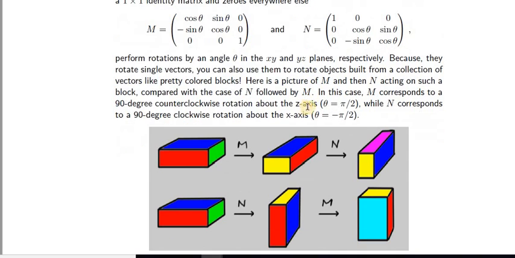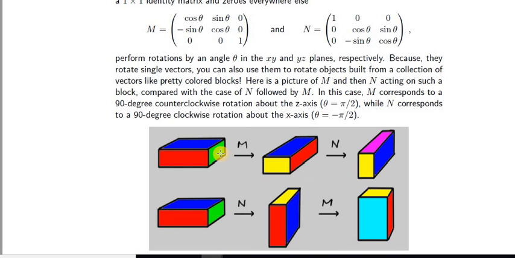Okay. Here's an example where M corresponds to a 90-degree counterclockwise rotation about the z-axis, where theta is pi over 2, and N corresponds to a 90-degree clockwise rotation about the x-axis, where theta equals minus pi over 2. All right, now if you worked out the algebra, it's a little bit complicated, but you can just take a block and see how this works. Okay, so first of all, M, a 90-degree counterclockwise rotation about the z-axis. So your z-axis is straight down here. Counterclockwise means you turn rotating in this direction, like this.